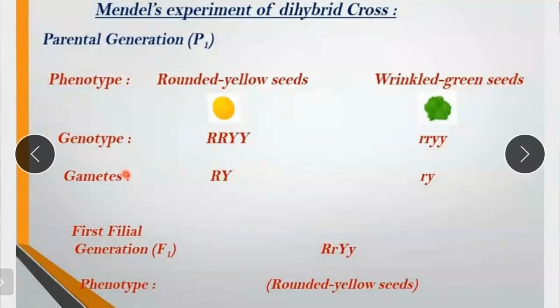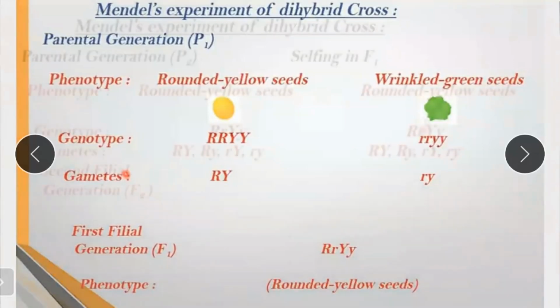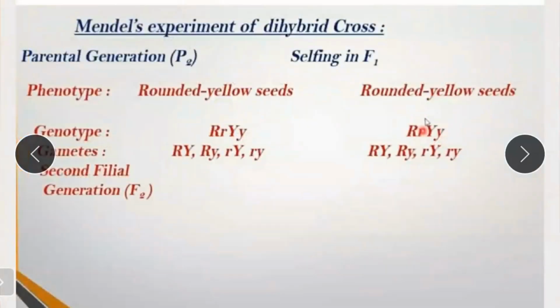Now, the first filial generation F1, what does it show? The genotype of these plants was capital R, small r, capital Y, small y. Their phenotype was producing what? Rounded yellow seeds. In the first generation, what do we get? Rounded yellow seeds. Now, moving further to the parental generation P2, here F1 means all the plants formed show round and yellow seeds.